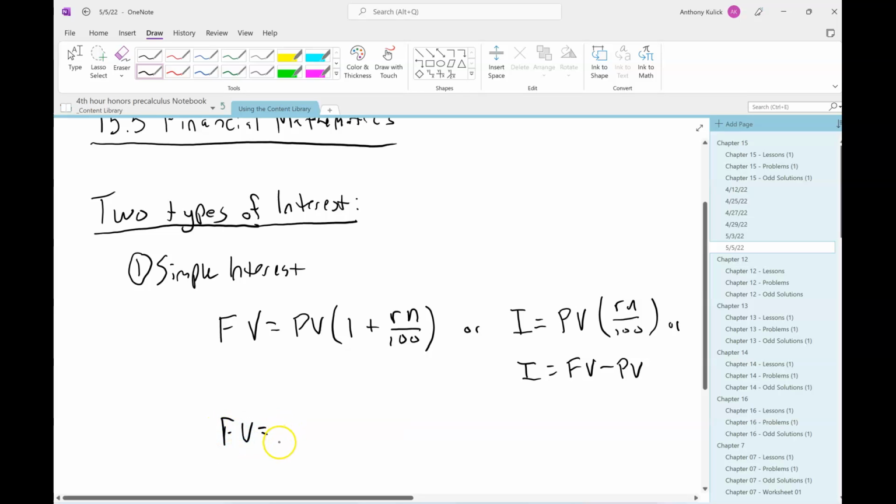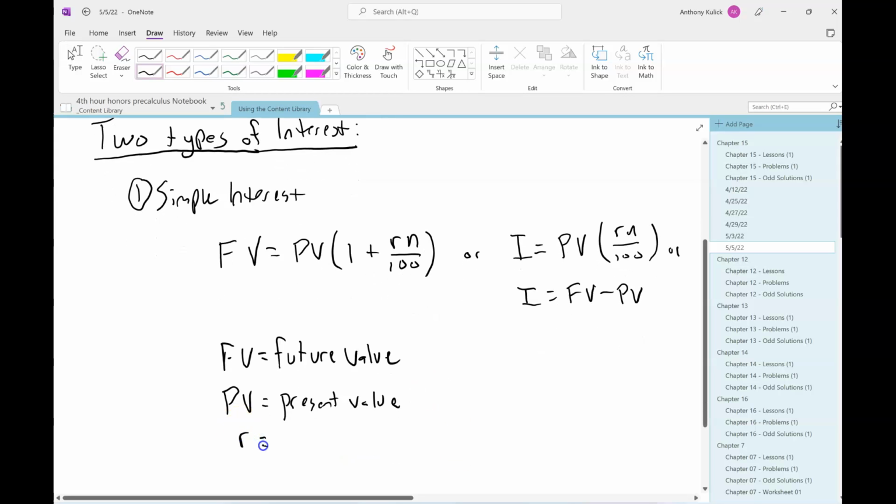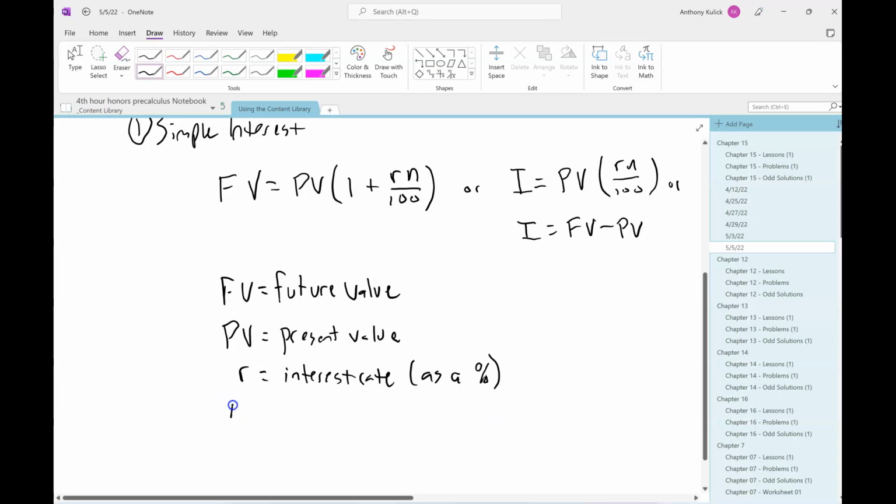So I got some equations here. Let's define what these terms mean. FV is the future value for the account. The PV is the present value. R is the interest rate, and again, we represent that as a percentage. N is the number of years. And then cap I is the amount of interest earned.